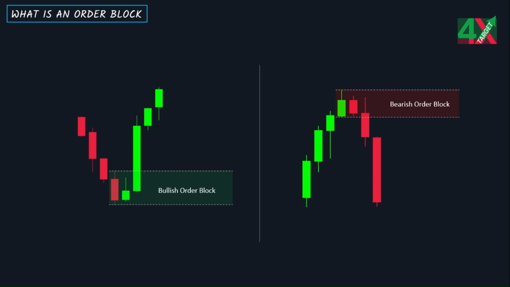One of the biggest advantages of trading order blocks is the tight stop loss, which allows for a much better risk-to-reward ratio when compared to traditional retail strategies. This is why order blocks are considered a refined and precise version of order flow.